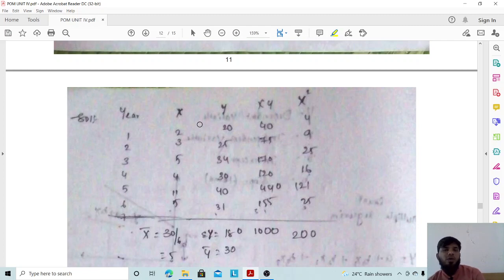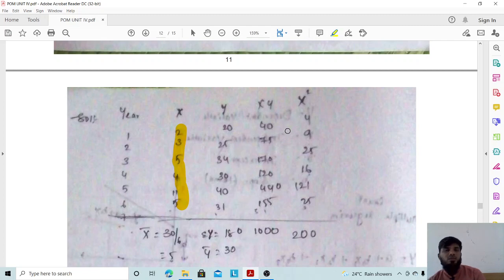To find x bar, you add all of these, which gives 30, and the number of time periods is 6. So you will get the mean of this. Similarly, for the y value you will also get the mean. After getting the means, you calculate xy, the product of these two. We have done here: 20 into 2 is 40, 25 into 3 is 75, 34 into 5 is 170, 30 into 4 is 120, 11 into 40 is 440, 5 into 31 is 155.